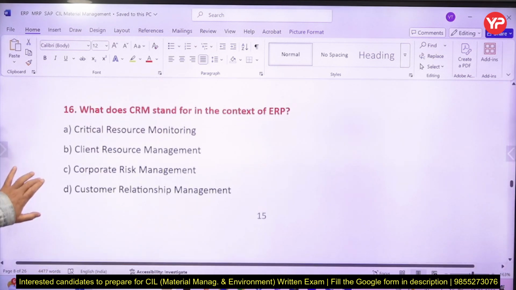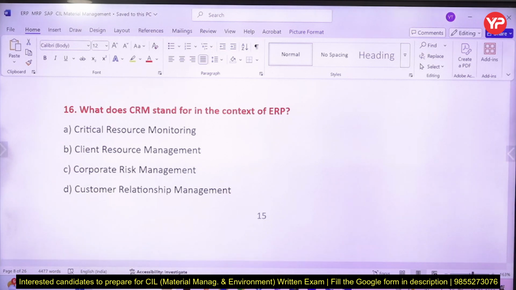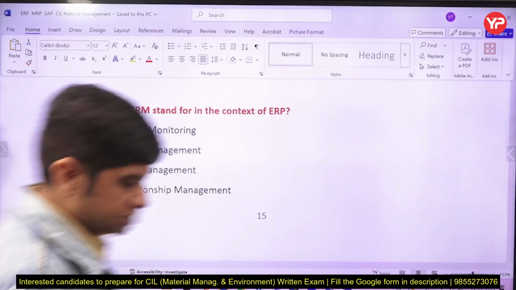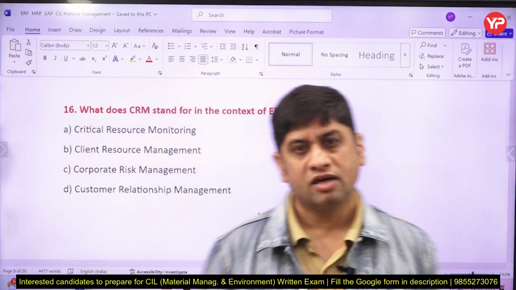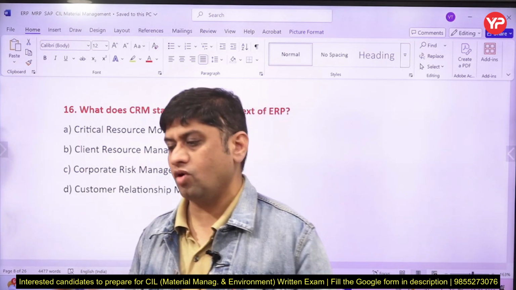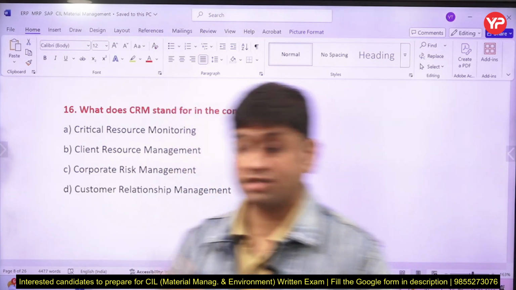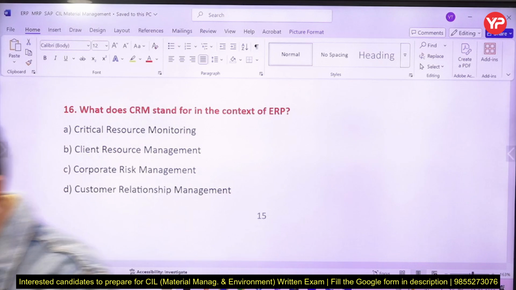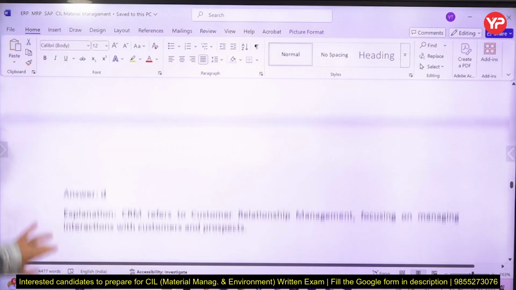So what does CRM stand for? What is the full form of CRM? Customer Relation Management. So CRM is actually a part of ERP and it is related to that part of the organization which is related to the customer, the external part. It may include customer history, customer sales, customer purchase history, customer feedback, everything.